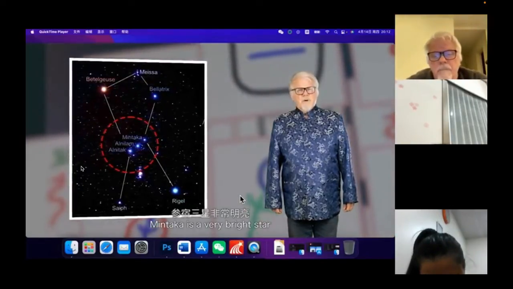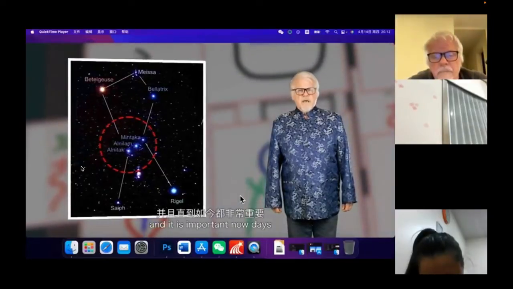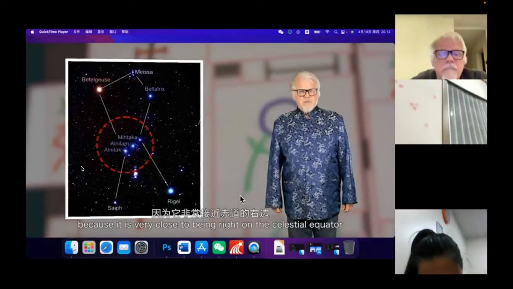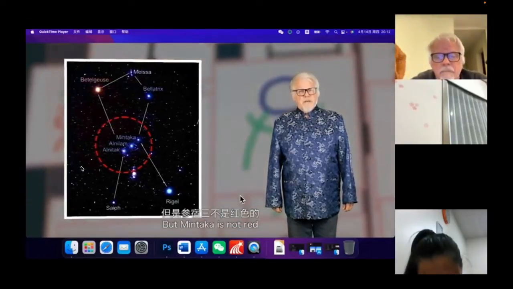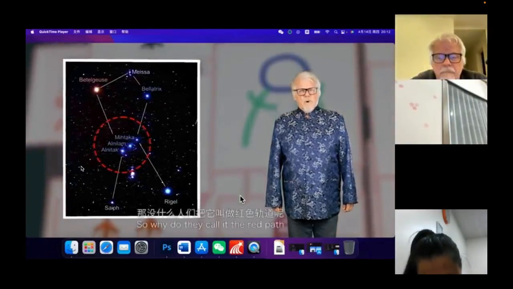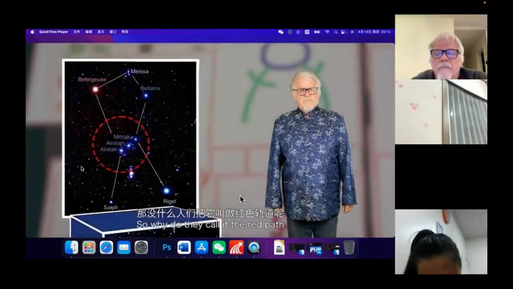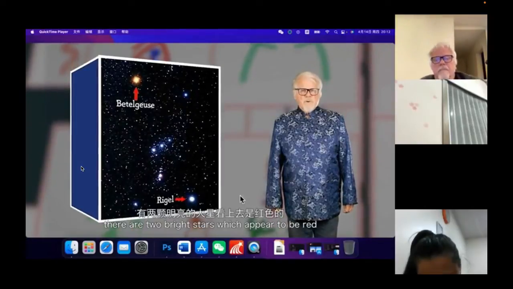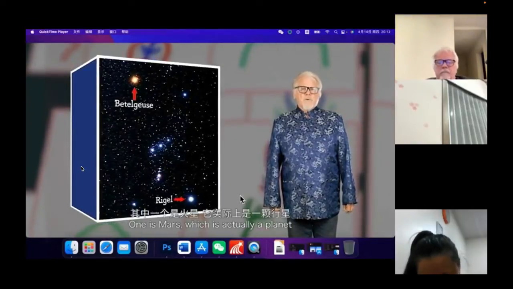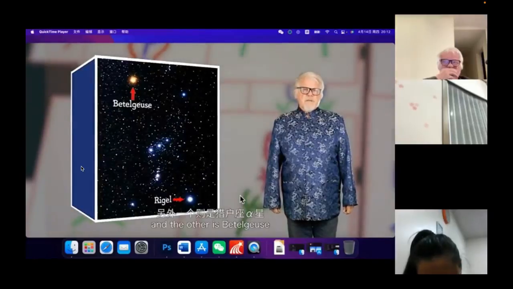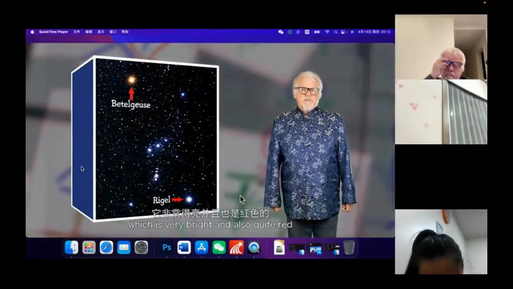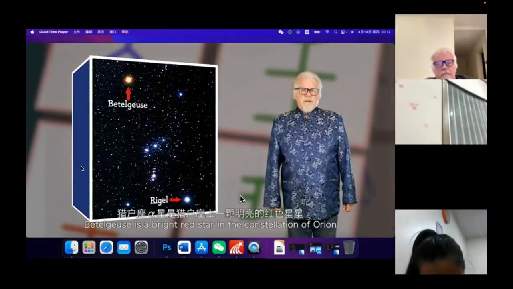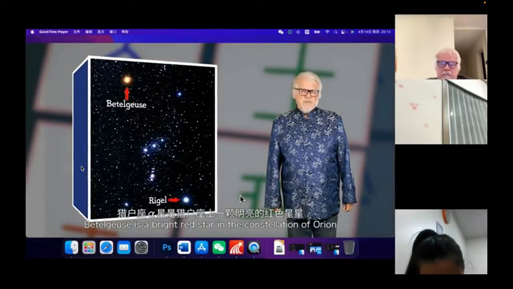Mintaka is a very bright star, and it is important nowadays because it is very close to being right on the celestial equator. But Mintaka is not red. So why do they call it the red path? In the night sky, there are two bright stars which appear to be red. One is Mars, which is actually a planet, and the other is Betelgeuse, which is very bright and also quite red. Betelgeuse is a bright red star in the constellation of Orion.